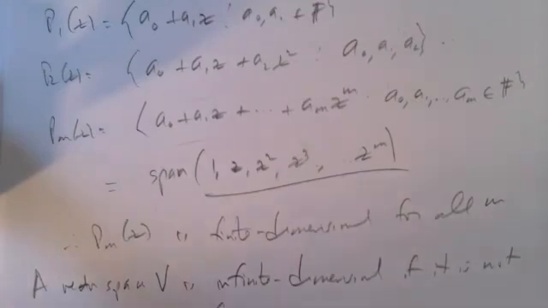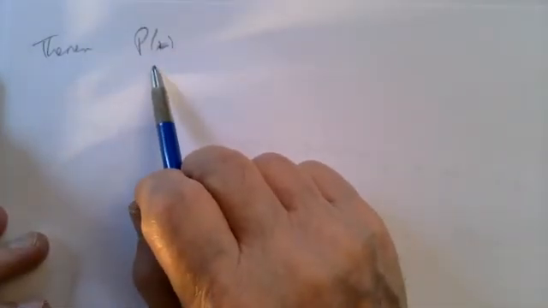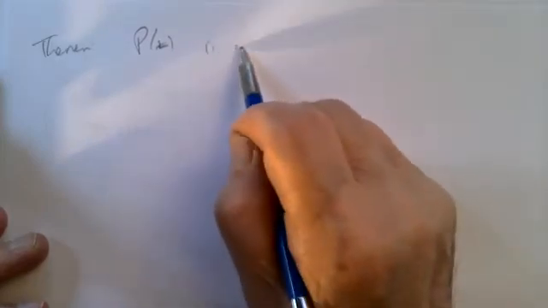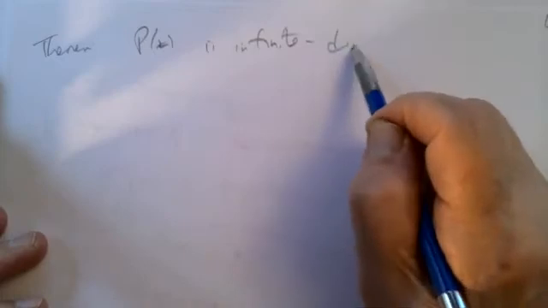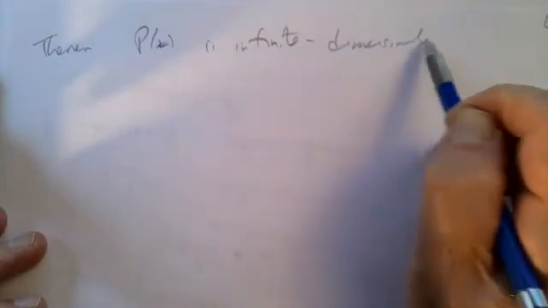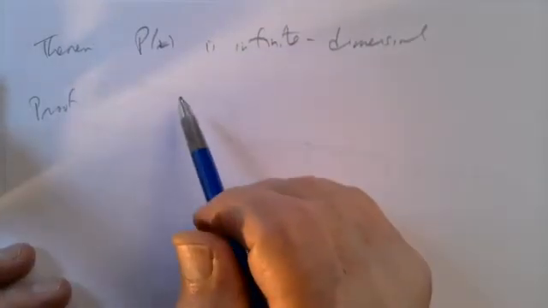And the most obvious example of an infinite dimensional space is the space of all polynomials. So I might even state this as a theorem. P of z, all polynomials of any degree, is infinite dimensional. And the proof can be given as follows.